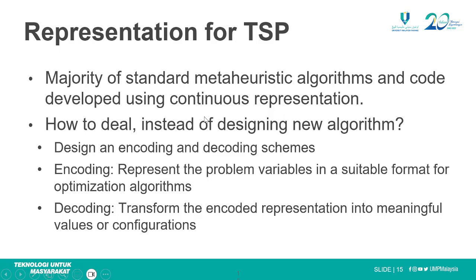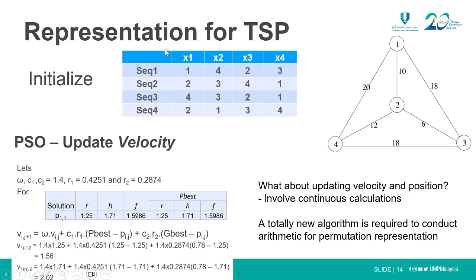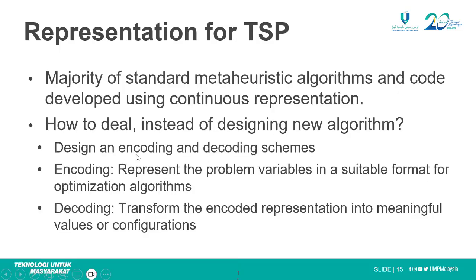Again, in our example, we are using the permutation representation for TSP, but our standard algorithm, as I showed earlier in PSO, uses the continuous representation. So we need to have an encoding and decoding scheme. Again, encoding is representing the problem variable in a suitable format for the optimization algorithm, and decoding is transforming the encoded representation into a meaningful value or configuration. So when we encode, let's say in continuous space, we need to transform it into a meaningful value for our TSP problem.